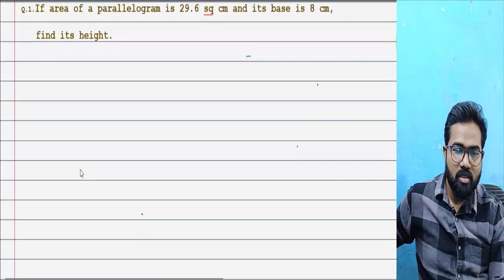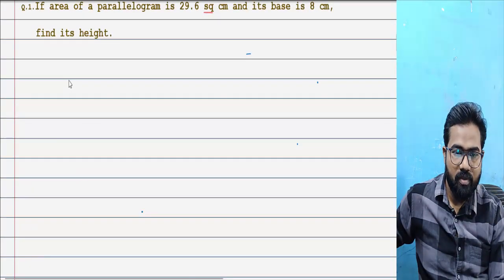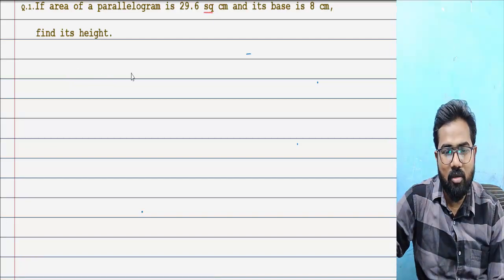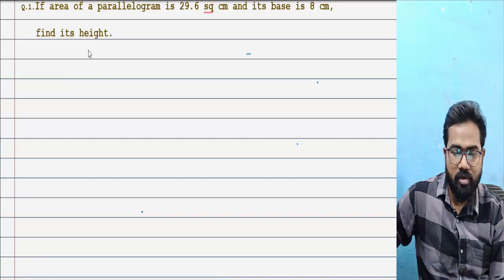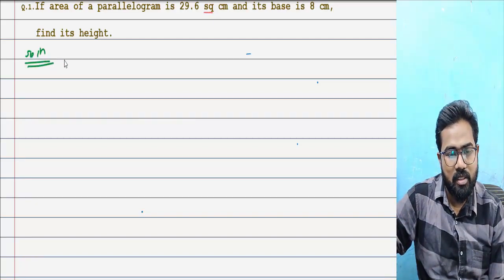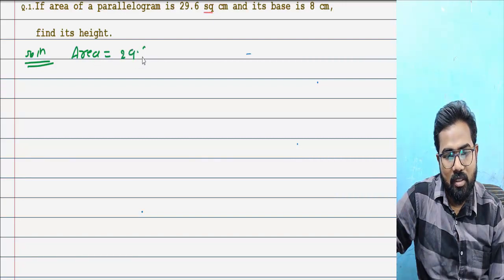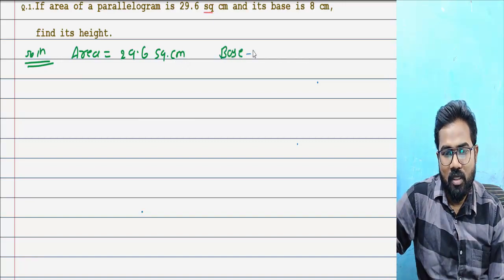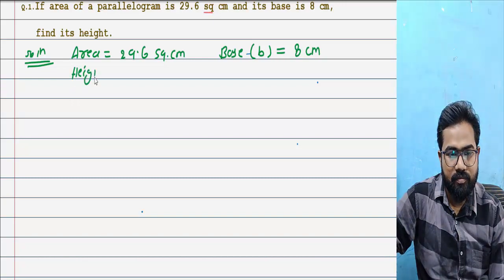So let us solve, students, some problems based on the area of the parallelogram. See over here, question number 1. The area of the parallelogram is 29.6 square centimeter. Base is 8 centimeter. So let's rewrite this data. Area is given, class, it is 29.6 square centimeter. Always write area in terms of square units. And base is given, that is small b, and it is 8 centimeter. We need to find out the height.